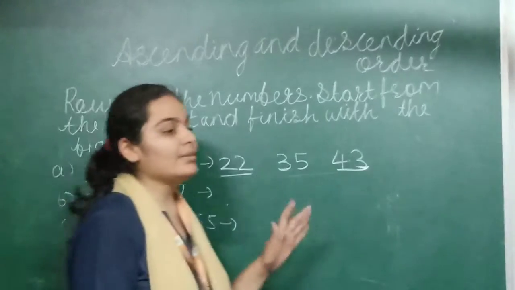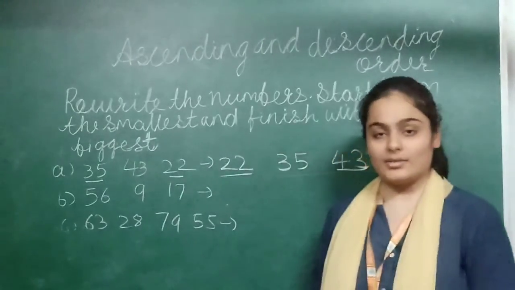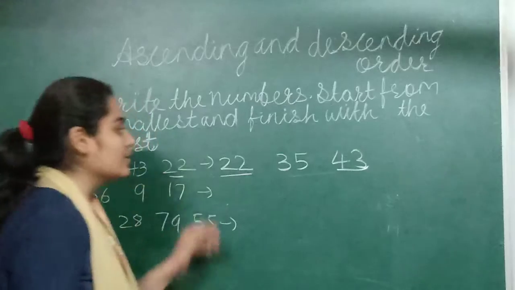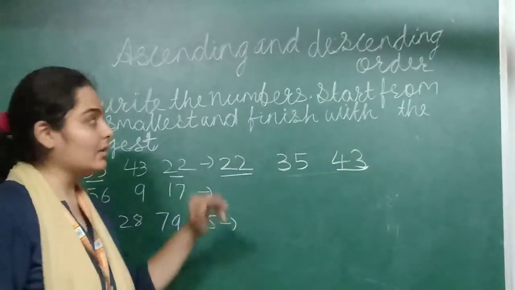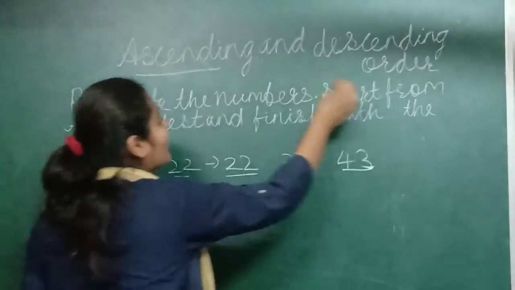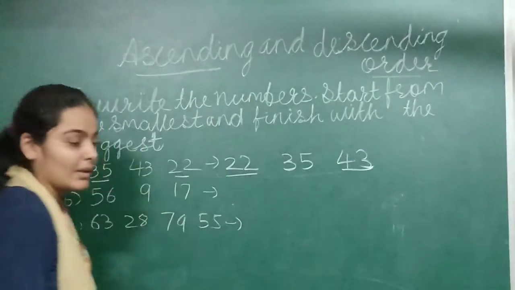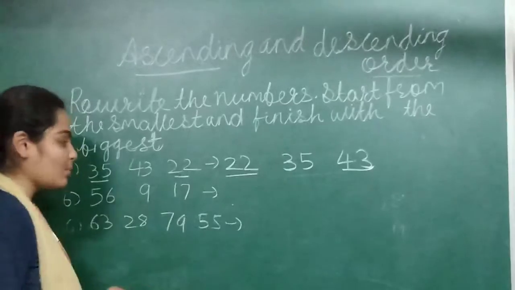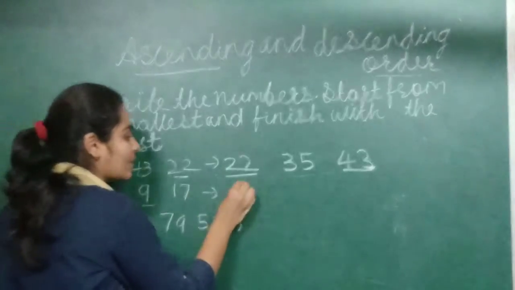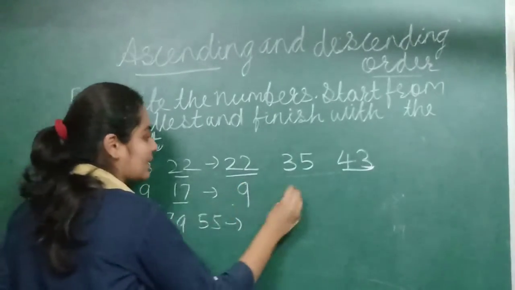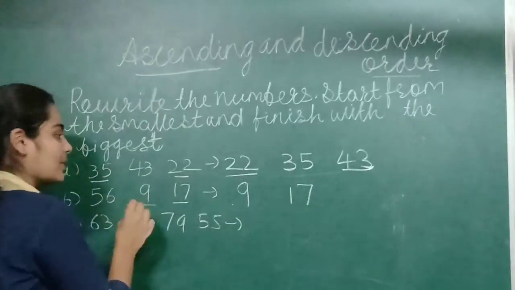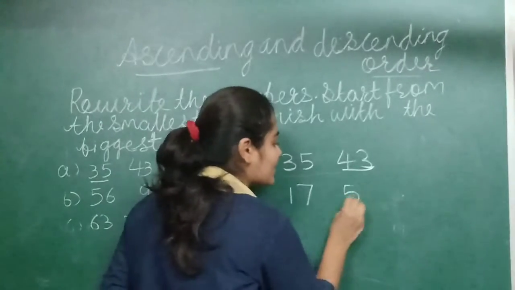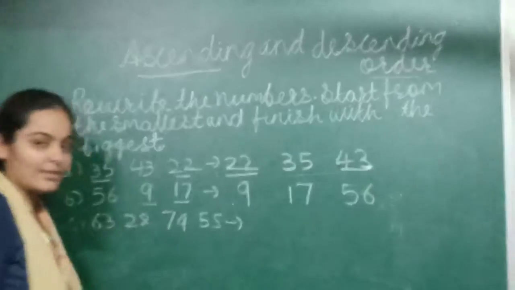Okay. Likewise, we have to do this exercise. This is called ascending order. Now next: 56, 9, 17. Which number is smallest? 9. Then 17. Then 56. 56 is biggest and 9 is smallest.